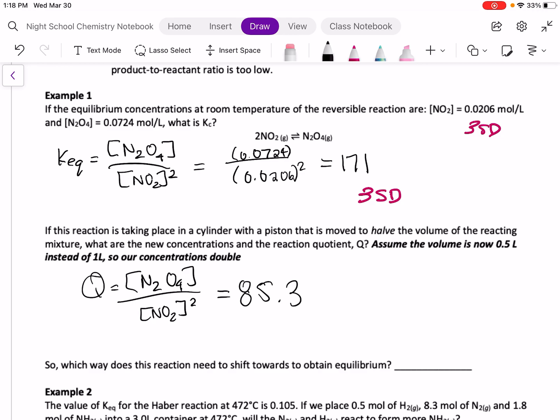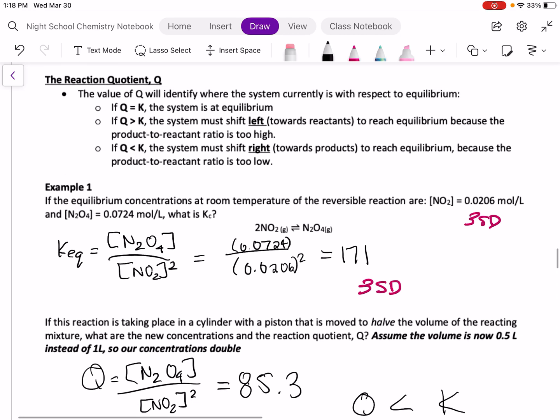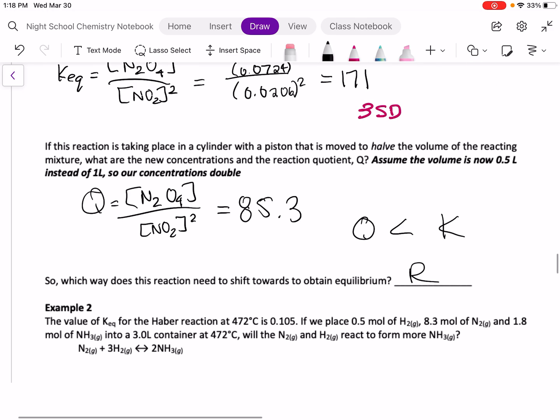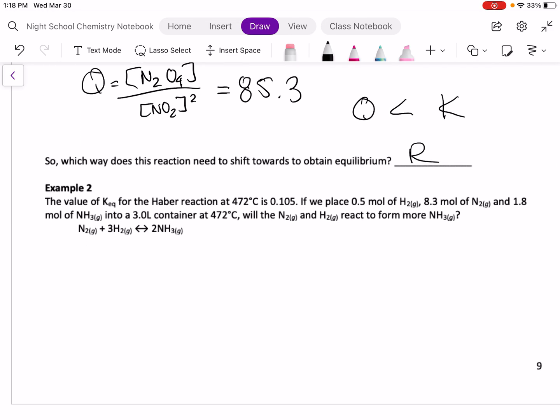Okay, so since now we have Q less than K, that means that we're going to go towards the right, towards more products. In the next example, we're going to work through this here. We're given a value of Keq. That's this here. If we place 0.5 moles of hydrogen gas, 8.3 moles of nitrogen gas, and 1.8 moles of NH3 into a 3-liter container, will N2 and H2 react to form more NH3?